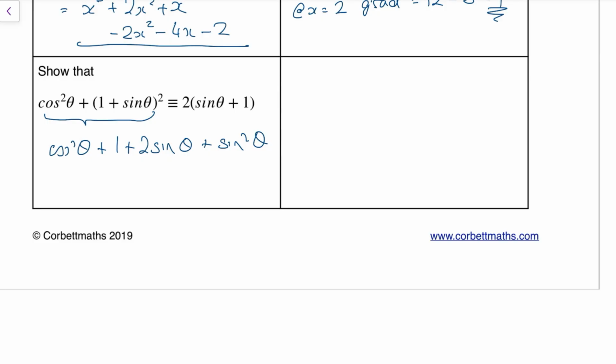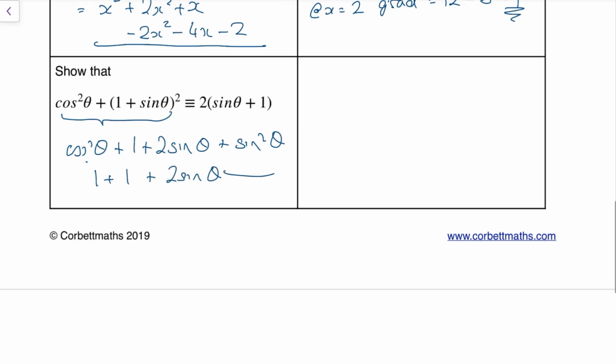Okay, I've just spotted it. Now because cos squared plus sine squared is 1, that's the same as 1 plus 1 plus 2 sine theta, which if I factorise it is the same as 2 times sine theta plus 1. Actually, I didn't think that was going to go that way. I thought I was going to have to convert it, but that's quite clever. So just to be clear, in case you didn't see it, cos squared plus sine squared is 1. That's where the 1 comes from.